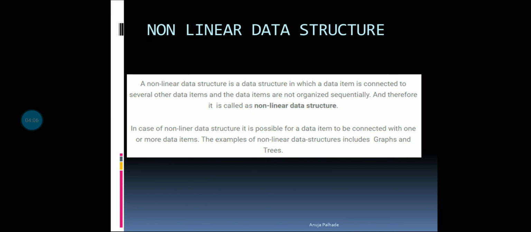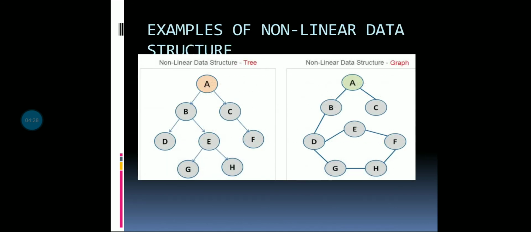In the case of a non-linear data structure, it is possible for a data item to be connected with one or more items. The examples of non-linear data structures include graphs and trees. In a graph, Pune is here, Aurangabad is here, Nanded is here, Beed is there, then Gujarat is here, Uttar Pradesh is here, Kashmir is here, Himachal is here, likewise. So the graph is a good example of a non-linear data structure. These are some examples of non-linear data structures.